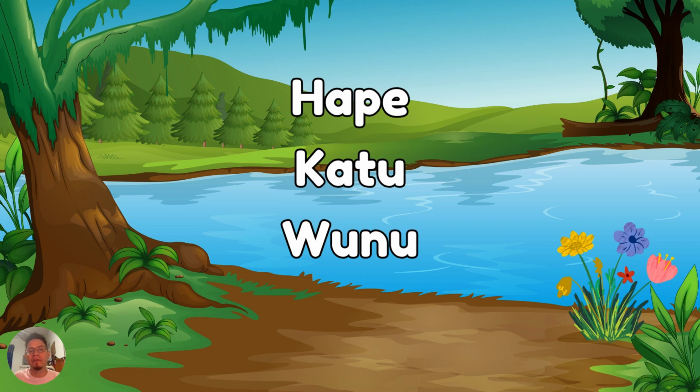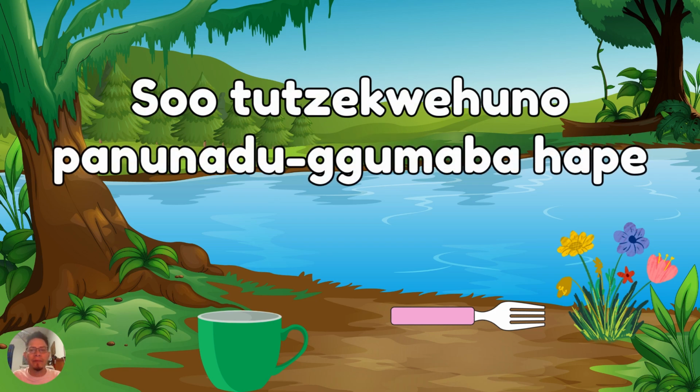Those are posture verbs. So these verbs are used to indicate the existence of something. Let me explain a bit more. For example, if we have this sentence here, it says su tzikwi huno banuna de gumava happy. What this is saying is that, well, in English we would just simply say the fork is beside the lake.